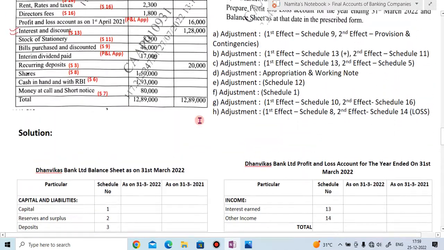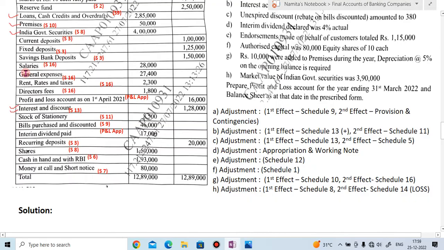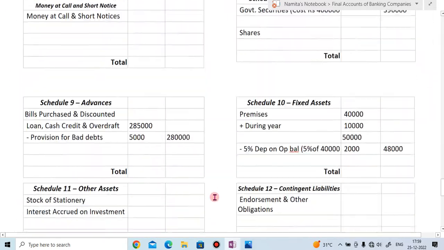Next, after deposit, what is there? Salary. Now salary, general expenses, rent and rate taxes, director fees, these are all operating expenses. So where it will go? Here I have mentioned in schedule number 16. Salary 28,000, general expenses 27,400, rent and taxes 2,300, director fees 1,800. Okay, so schedule number 16 is what?